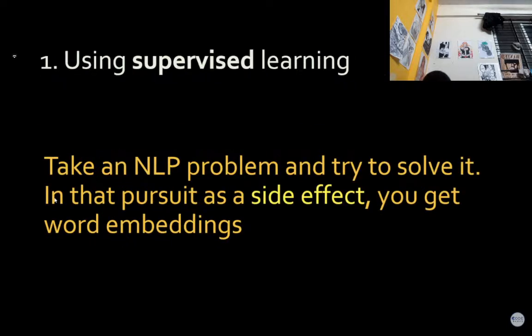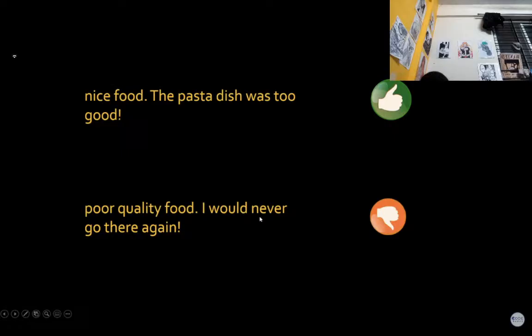What happens in this technique is you take an NLP problem and you try to solve that NLP problem, and as a side effect you get word embeddings. Now the term side effect is very important, and you will see why. Let's say you are doing food review classification, whether the review of the food is positive or negative. This is a typical NLP task. Now in order to do this food review classification, you have to train your neural network, and after the neural network is trained, you will get word embeddings as a side effect.